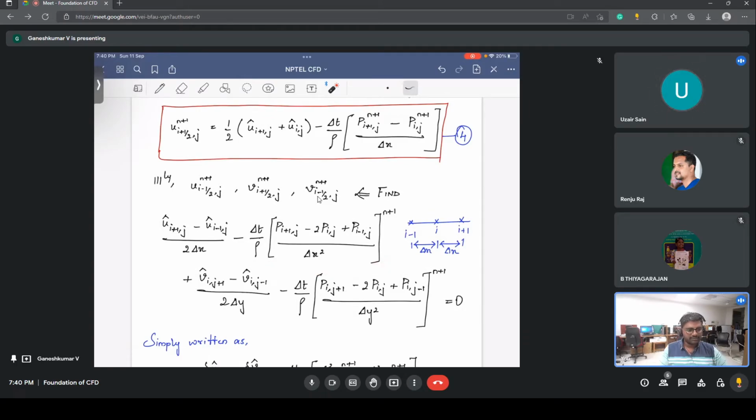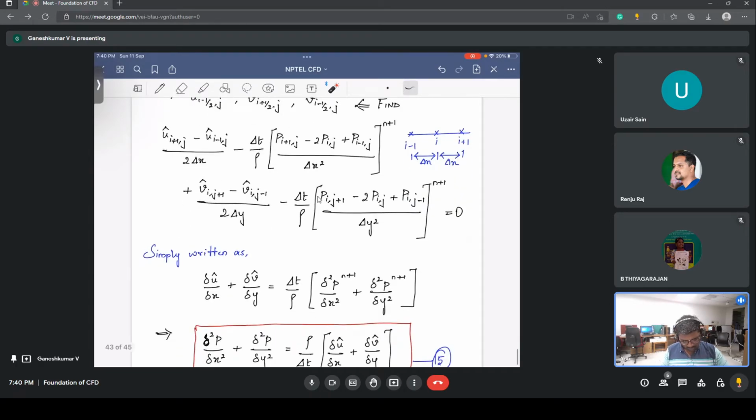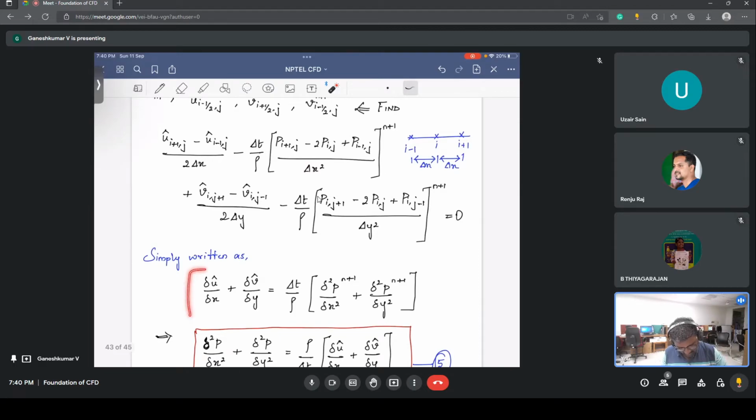So we have a second order central difference second order derivative. So we have a second order derivative of p in terms of x and derivative with respect to y also. So what we can do is we can simply rewrite this as, so we are just interpreting this equation. Anyway, we will implement this equation only into our solver, okay?